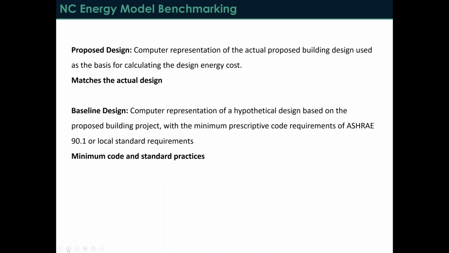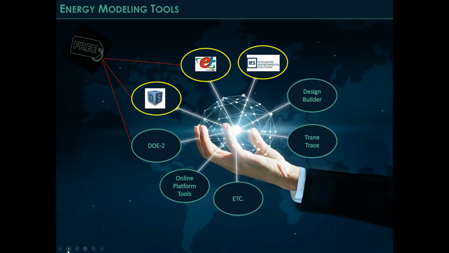As I said, proposed is a computer representation of the actual proposed building design, used as a basis for calculating the design energy cost, and the model matches the actual design. And then we have a baseline, which is a minimum code and a standard that usually in the US is based on ASHRAE 90.1, or it can be from the local standards required.